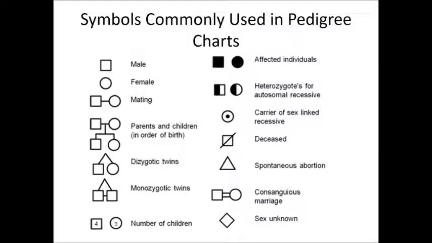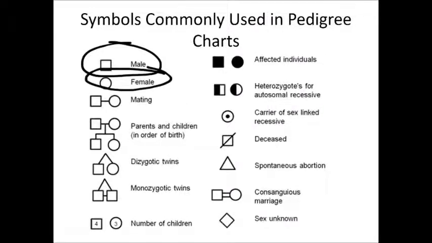All right, here are some symbols that are commonly used with pedigree charts. A male is typically just shown as a square, a female as a circle. Two individuals that are mating are connected through their centers with a horizontal line, like so. Notice that the parents are connected via this horizontal line by a vertical line to their children. So this family has a son and a daughter.